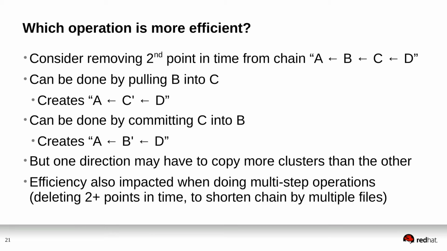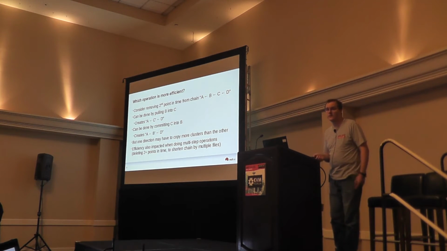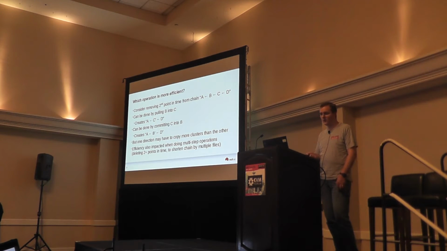There's the efficiency question. If we want to remove the second point in time from A, B, C, D, and remember the second point in time is not necessarily removing file B, but it's remembering that the point in time was where we created file C and have the contents from A plus B. So there are two ways to do that. One is to pull or stream the contents of B into C. Now B is redundant, so we have the new chain A to C prime to D. Or we can commit C into B. And now C becomes redundant, and we have the chain A to B prime to D.